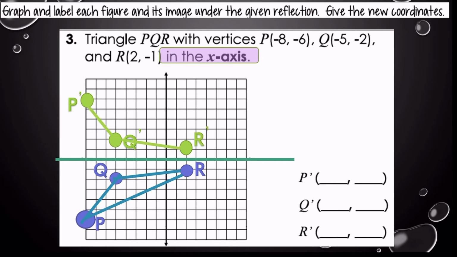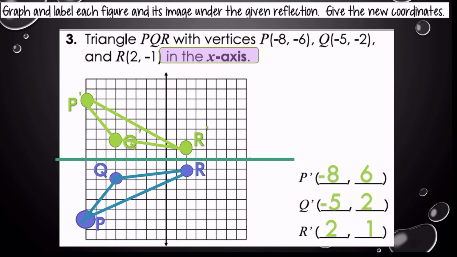When I connect, if you notice, it's the same shape. It's just flipped, okay? Angles stay the same. Side measures stay the same. I'm just reflecting it like a mirror image. So since I went over the x, okay, I'm shifting the y's. So my x's are going to stay, but my y's change. My x stays the same, but my y changes. And then my x stays the same, but my y changes.